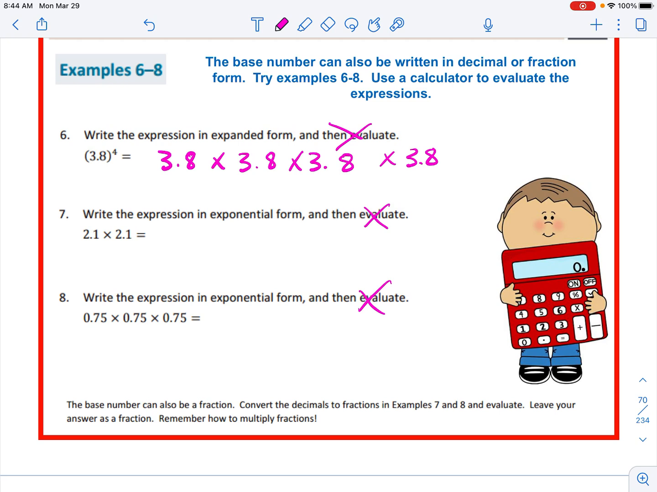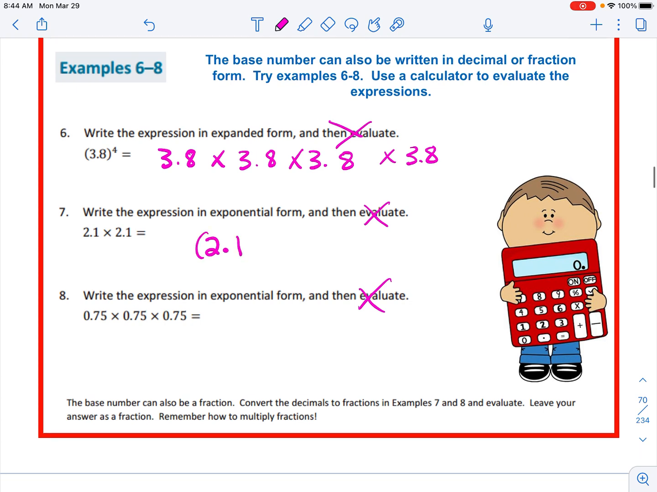Okay, number 7, it says write an expression in exponential form. We have 2.1 times 2.1. So this is going to be 2.1, and I'm going to go ahead and put these in parentheses, okay, to the second power.